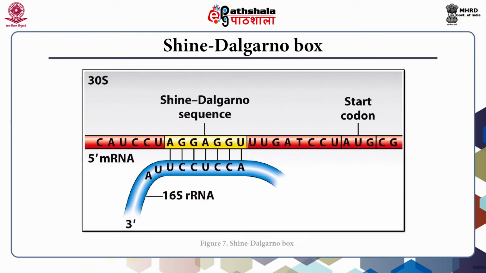The Shine-Dalgarno sequence reads AGGAGG in the 5' to 3' direction. This sequence is complementary to the region at the 3' end of the 16S rRNA of the small subunit. Base pairing between the complementary sequences stabilizes the binding of the small ribosomal subunit to the messenger RNA for proper assembly.